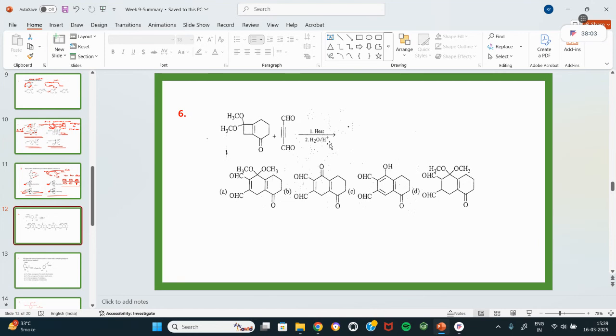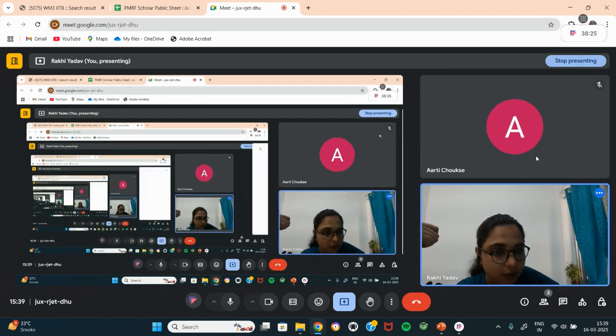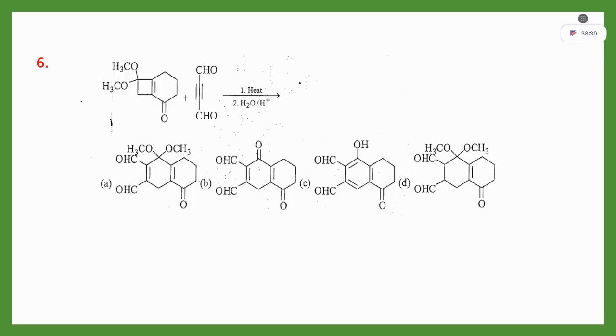Heating condition is there. 2 plus 2 reaction can't take place because heating condition is there. Another thing is, if you have attended my previous lecture, I have told you, whenever you see cyclobutene, and heating or photochemical condition is there, first step will be your electrocyclic ring opening. So I have given you a hint. First step is your electrocyclic ring opening.